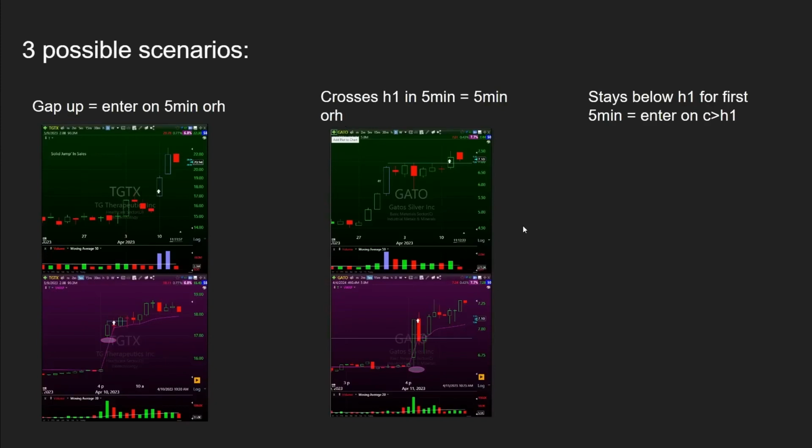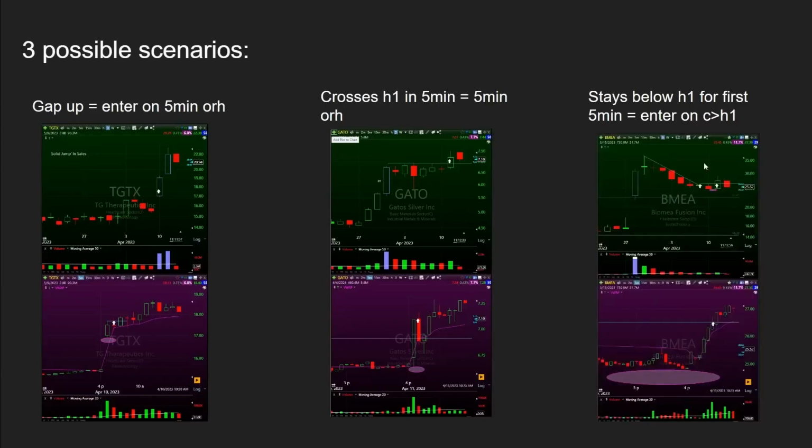Now the third possible scenario, and this is the one I prefer, is that the stock stays below the H1 for the first 5 minutes. H1 is the previous day high, in case I didn't make that clear earlier. So the high 1 day ago. These are the commands that we use when we're coding on TC2000, so I just like to use the same ones when I'm referring to them. So if the stock is opening within the range of the previous day's candle or gapping down, then how do we enter it? If and when it takes out the pivot line.